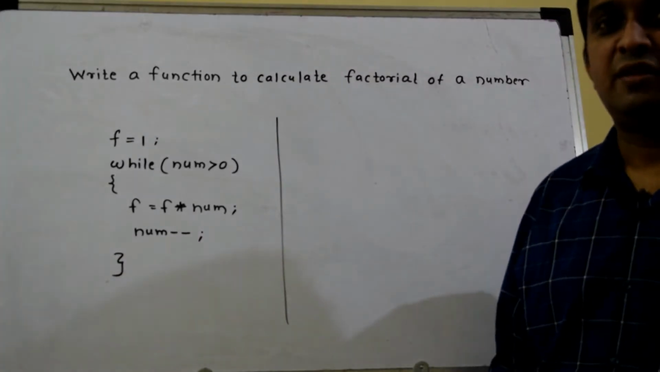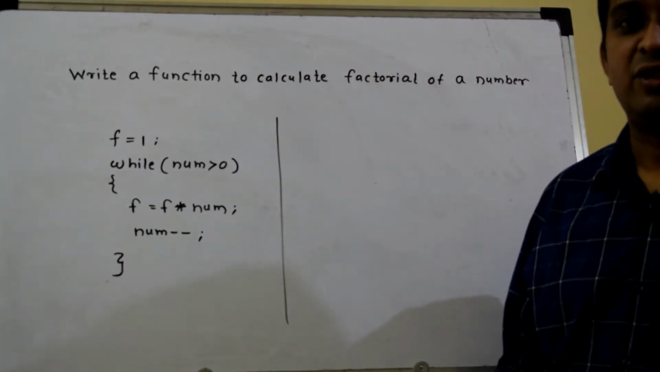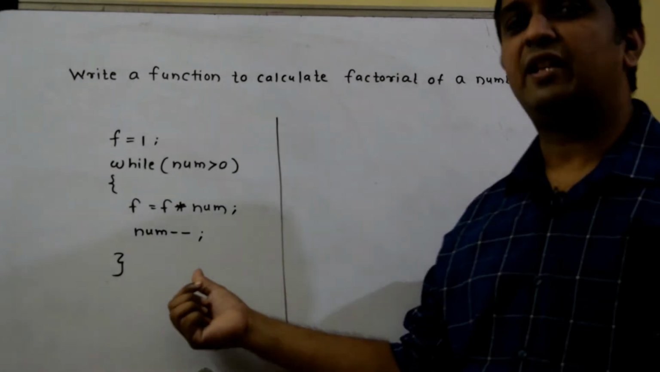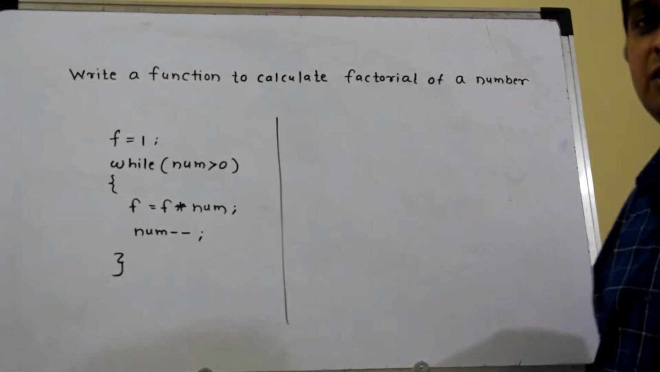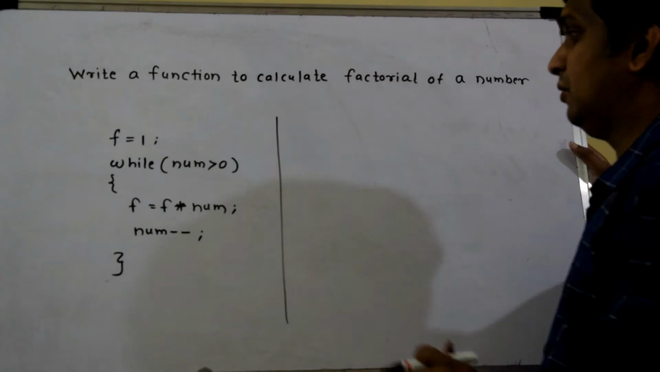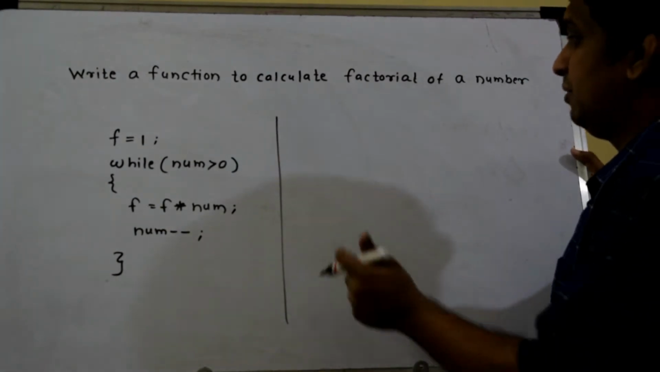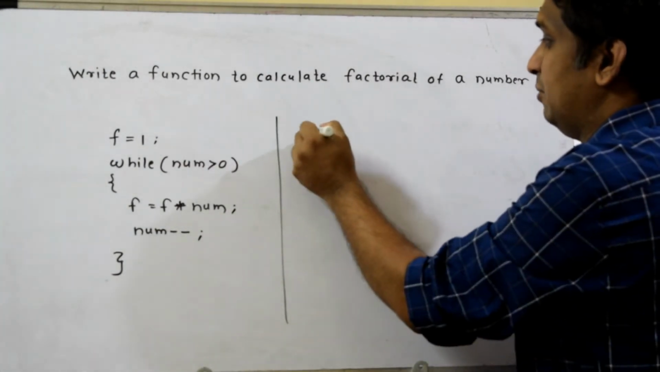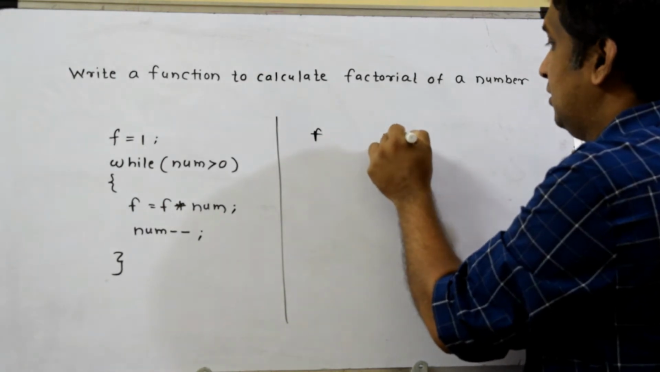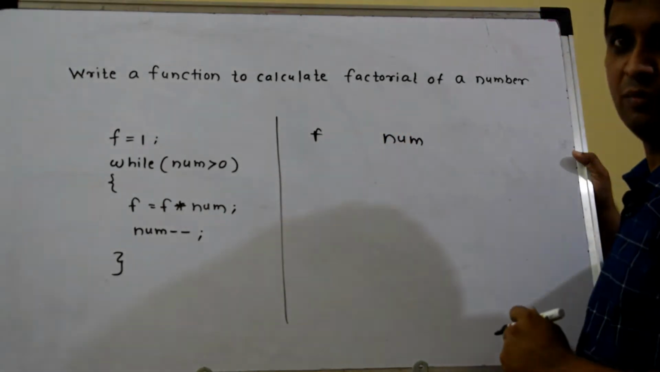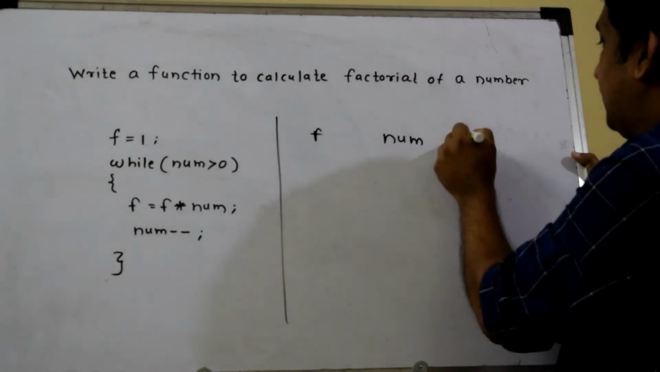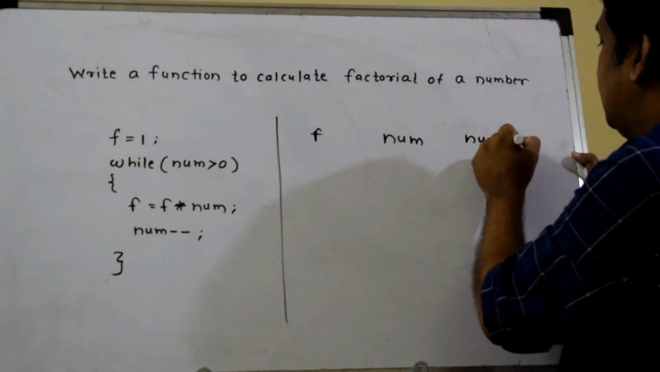So the program is to write a function to calculate the factorial of a number. This is the code that I have written. I will run the code to understand how it works. Which variables am I using? I am using the f variable and the num variable. The num variable is accepted from the user, and the condition is num greater than 0.